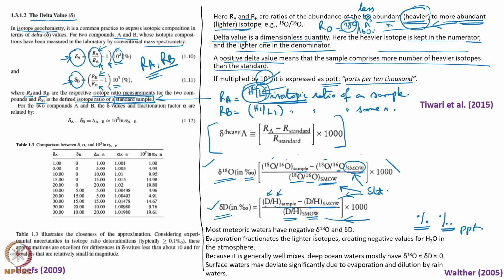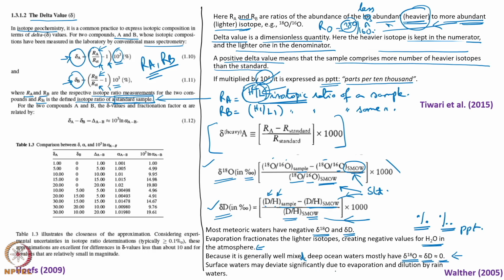Most meteoric waters have negative delta 18O and delta D values. Delta D means the delta deuterium isotope of hydrogen. The evaporation fractionates the lighter isotopes and creates negative values for H2O in the atmosphere. This I have already said. Now, because it is generally well mixed, deep ocean water mostly has delta 18O nearly the same as the delta D, which is nearly equal to 0. We will see more detail in the next slide.